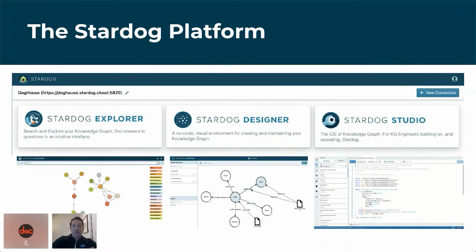Stardog Explorer is our graph search and visualization tool. This allows you to search and explore the graph. Stardog Designer is our low-code visual modeling and mapping tool. So this allows you to build data models, onboard data sources, and map tables and project resources from those sources to your model. And then the third is Stardog Studio. This is more for administrators, data engineers, and developers, but it's more about standing up your knowledge graph and administering who can access it and things like that. So today we'll see Stardog Explorer and Stardog Designer.